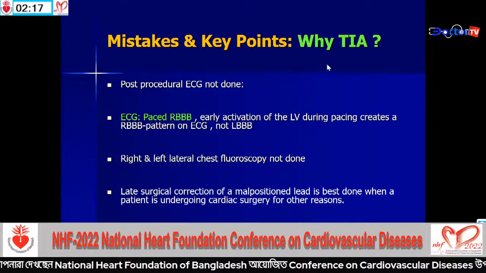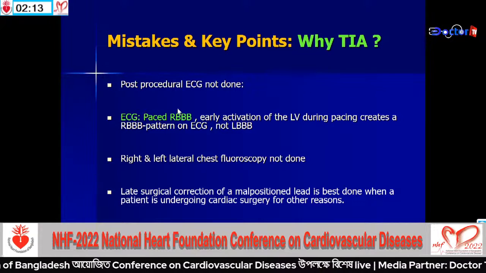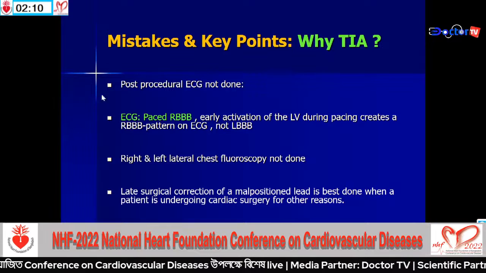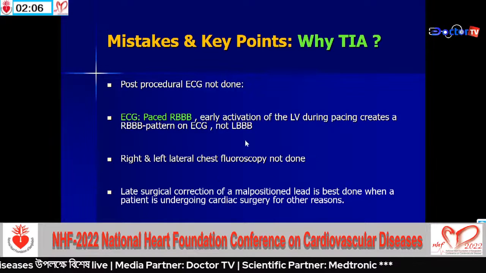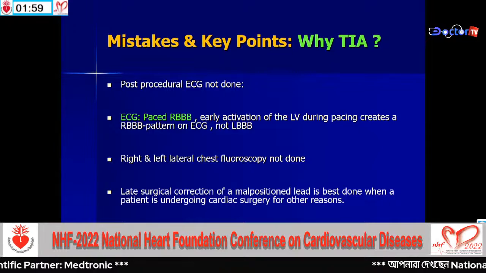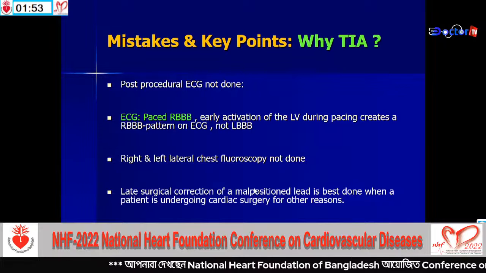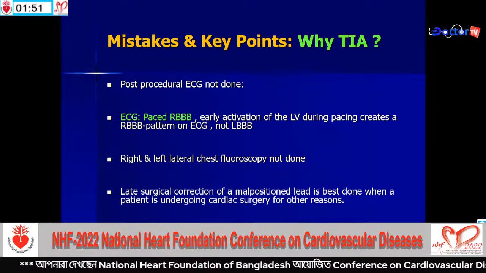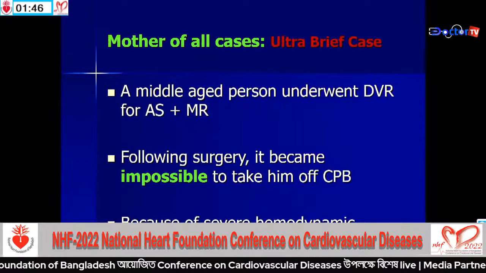The mistake was that a post-procedural ECG was not done, because if an ECG had been done, it would have shown a paced RBBB and not an LBBB. Fluoroscopy was not done, and the TIA was because the catheter was in the left ventricle by mistake. It was hitting the apex of the LV, and this led to microthrombi at the LV apex. Now the patient has been put on a long-term anticoagulant because the malpositioning cannot be corrected.